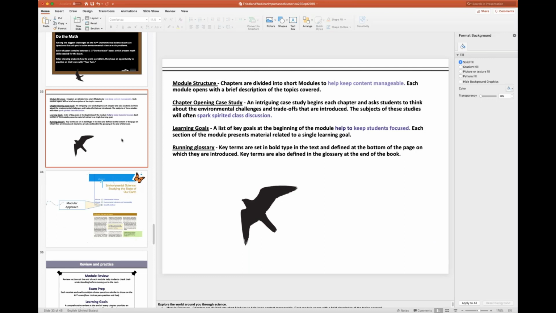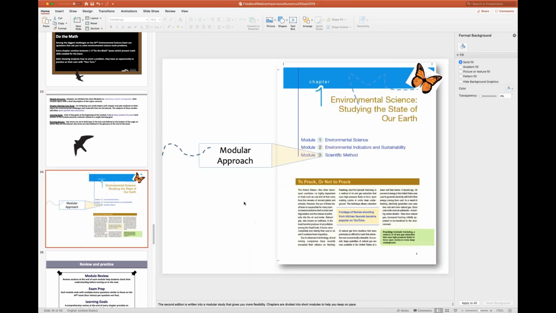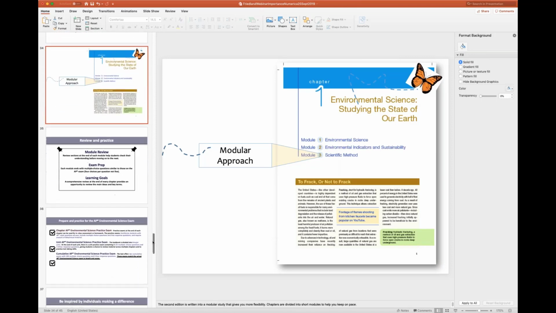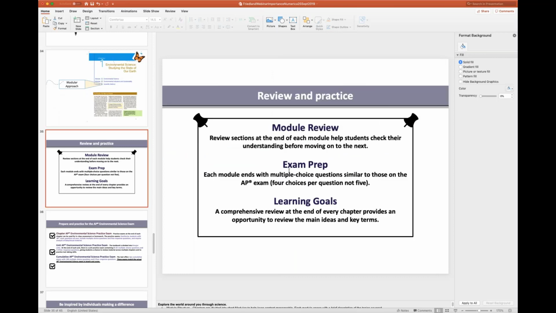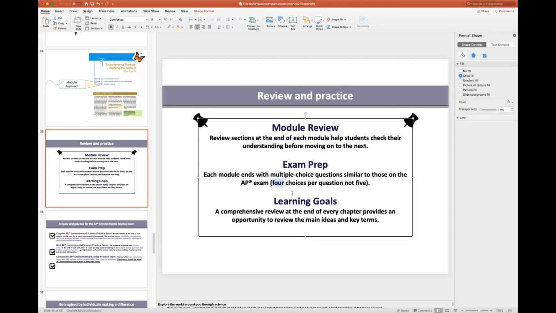We have modules, which we had in the second edition. We have case studies, which we're excited about. Some of those are new, some are updated, some are modified, but we have features that we've had previously: the module structure, chapter opening case studies, learning goals, and a running glossary. This is what the modular approach looks like. The butterfly clues you into the fact that this is actually from the second edition, but we have modules in the third edition as well. We have things like exam prep at the end of every module, and then we have more exam prep kinds of multiple choice and free response questions at the end of the chapters. Even at the end of each module, we changed it, so now it's 4 choices per question, not 5, because that's one of the changes on the exam.